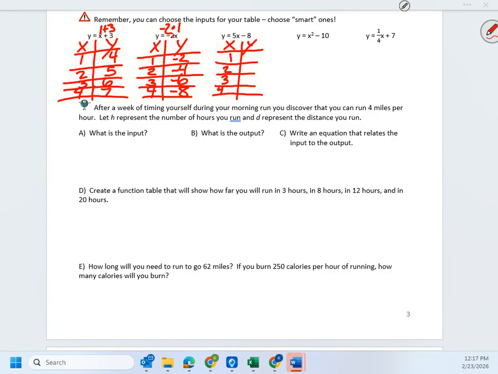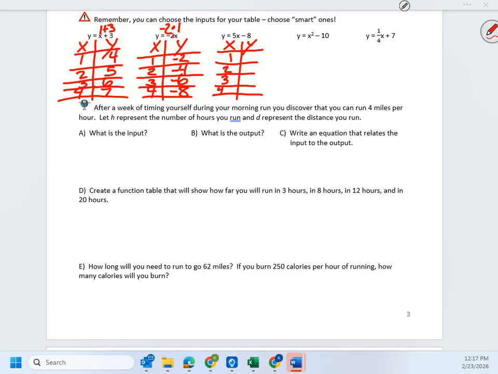Okay. So if you keep it organized for your inputs, the outputs will form a pattern, and you can make sure that you're doing your math correctly, because we know how easy it is to make simple mistakes. Let's look at this one.